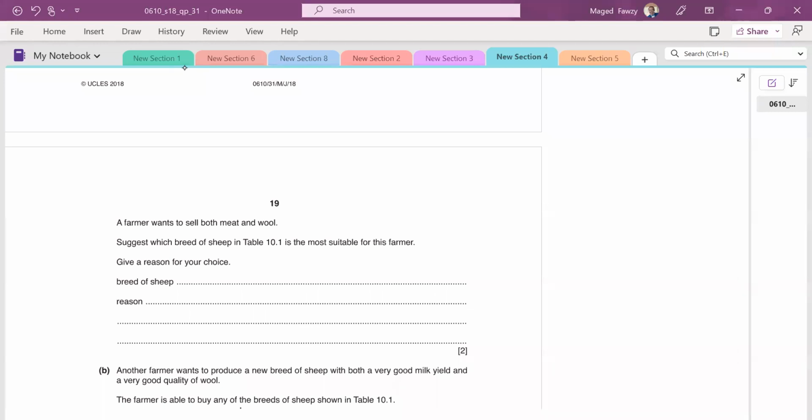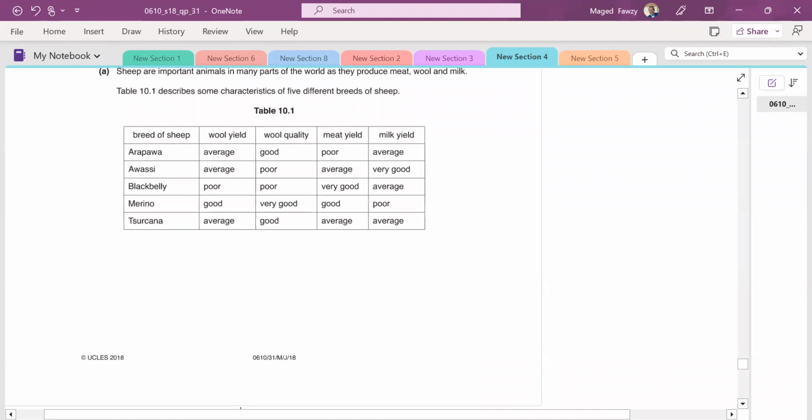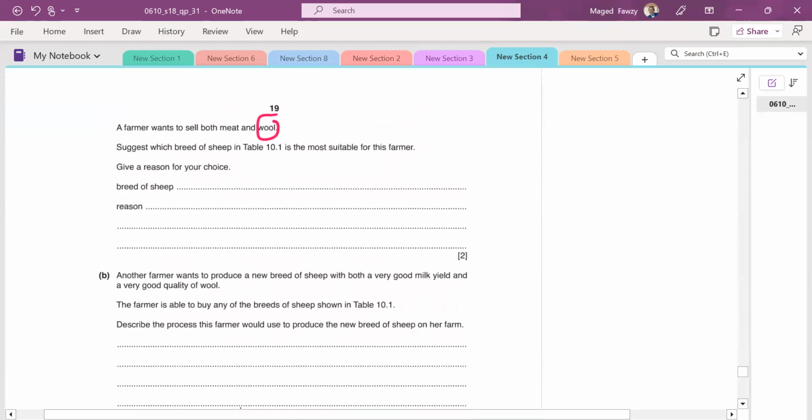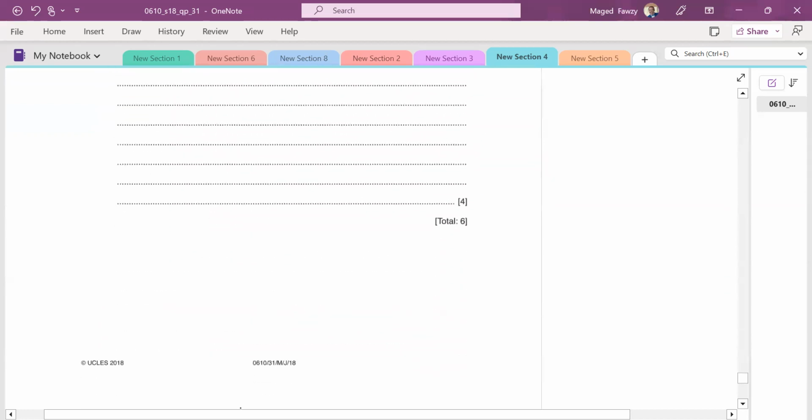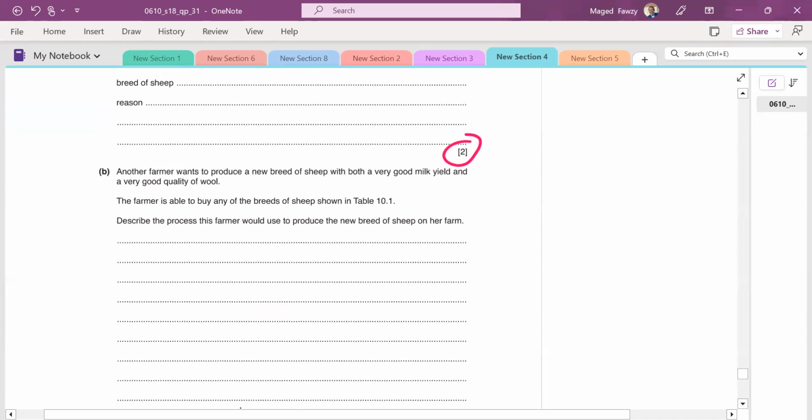A farmer wants to sell both meat and wool. I want breeding between two sheep that give more meat and more wool. Looking at the table, the one that gives more wool is the one with very good wool, the Merino. The one that gives more meat is the Black Belly. So I will breed between both, and the explanation is that I get very good quality in both, and I take the 2 marks.